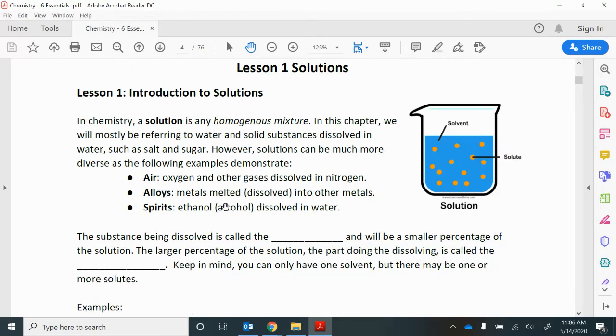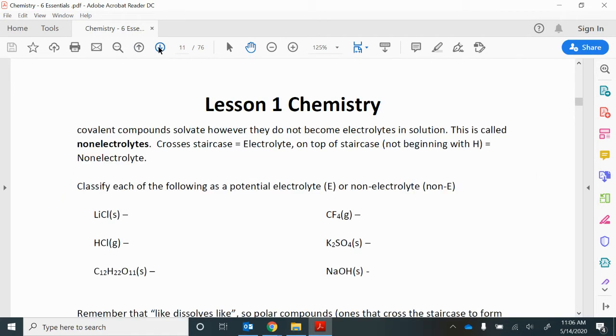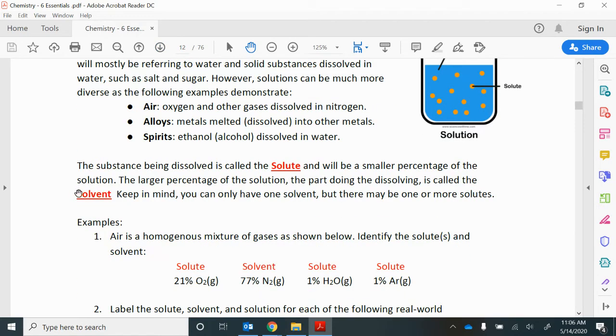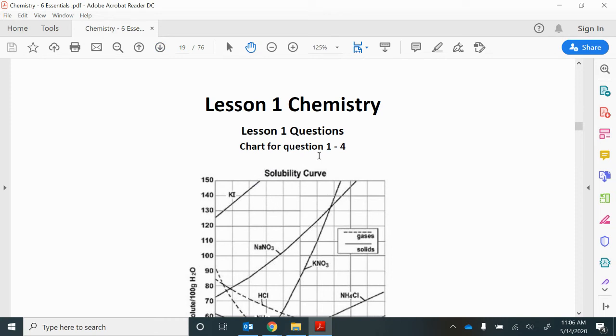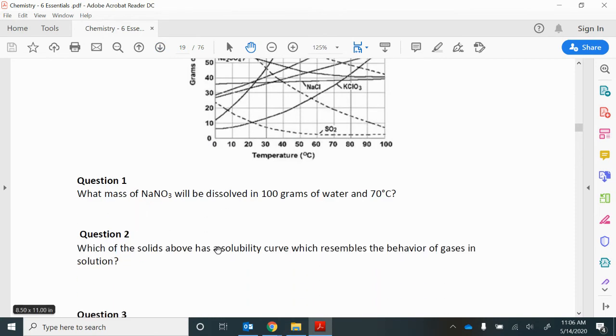So you have your copy of your notes with the blanks. So what you need to do is go to the key and find the answers and just fill them in. When you get all done with your notes, you come to the questions, you answer your questions. There should be 10 questions for each lesson.